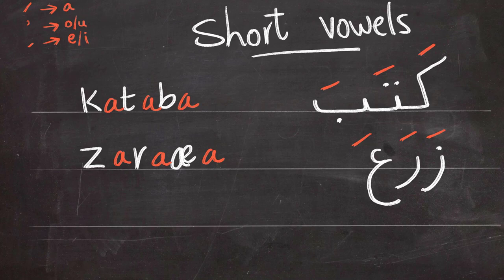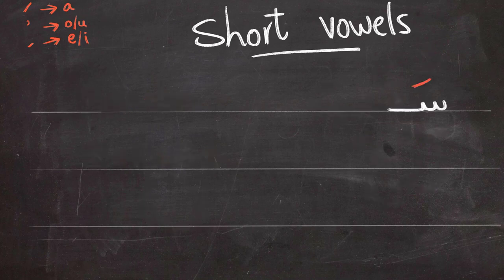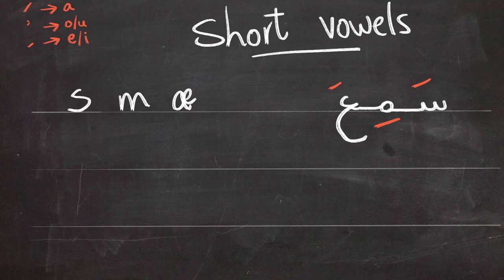Sometimes we have different short vowels in the same word. Like this example, we have sin, mim, ain. But these are just the consonants. Let's add the vowels. It will be sa, mi, a, sami'a.